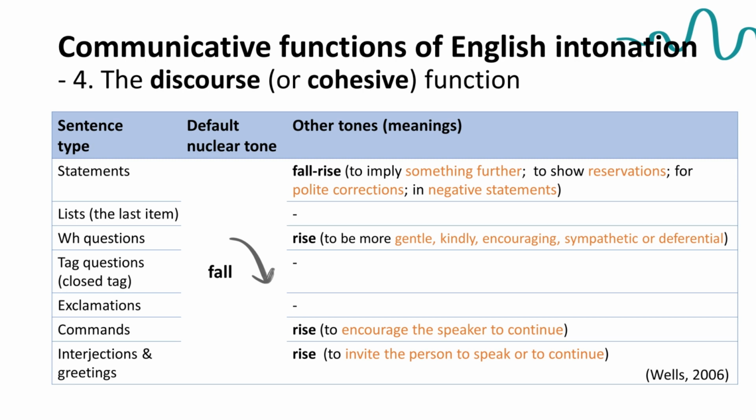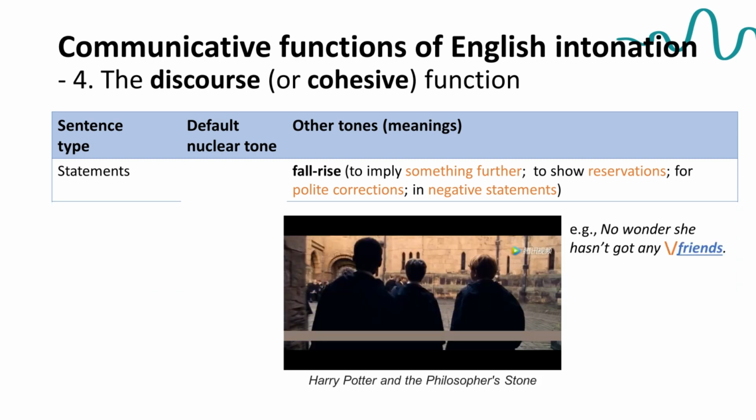Sometimes some types of sentences are said with other tones instead of the default tone. For example, a rise can be used in WH questions, commands, and interjections and greetings. While a full rise can be used in statements, when it comes to the following situations, including to imply something further, to show reservations, for polite corrections, in negative statements. Here is a video clip from Ron, for full rise used in a statement.